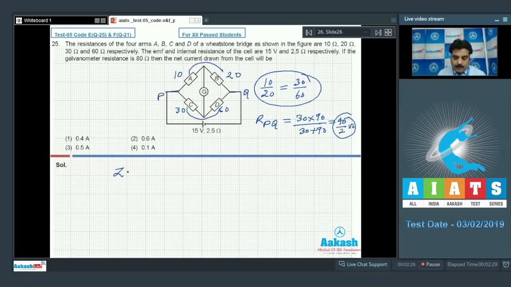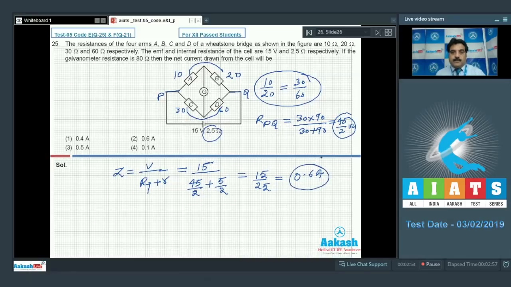And if I go for the current, we need potential V upon net resistance, external plus internal. Potential is 15, external resistance is 45 by 2, internal resistance 2.5 means we can write 5 by 2. So on solving you will get 15 upon 25, or 0.6 ampere. So this is the current. By this calculation I can say my option number 2 will be the right choice. Let's move on to question number 26.